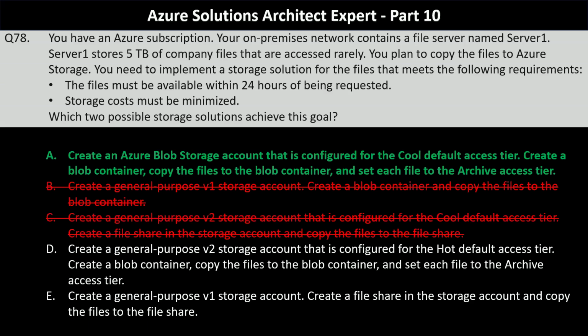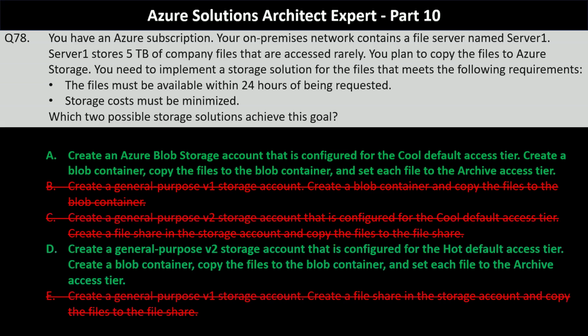Option D includes using the archive access tier, which provides the lowest cost for rarely accessed data, and retrieval can be completed within the 24-hour time frame. The default hot access tier would not impact costs if files are directly placed in the archive tier. So this is the second correct option. And we will rule out option E due to the same reason we used for ruling out option B.